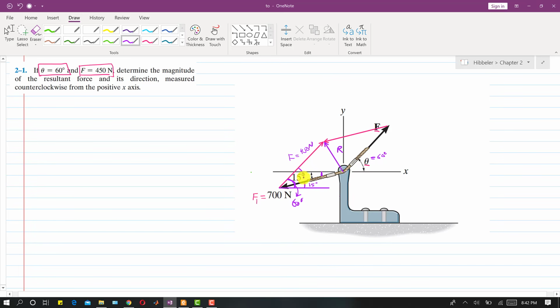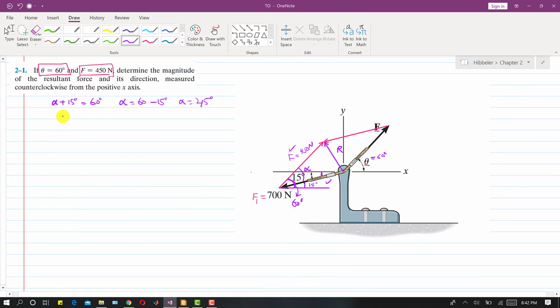So what will be this angle? This angle will be the subtraction of these two, so it will be 60 minus 15, so this angle will be 45 degrees. Let's suppose this angle is alpha. So alpha plus 15 degrees is equal to 60 degrees, so alpha will be equal to 60 minus 15 degrees, and alpha will become 45 degrees. So this is 45 degrees, and now we know this angle. This force is also known. This is F1. So we know this force, we know this force, and we know the included angle.